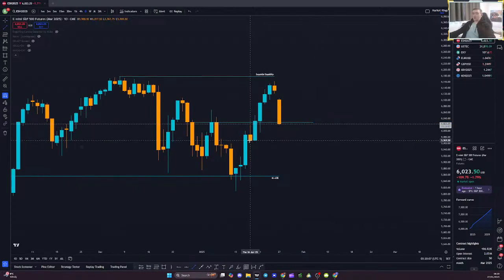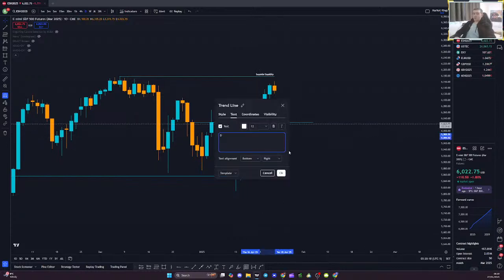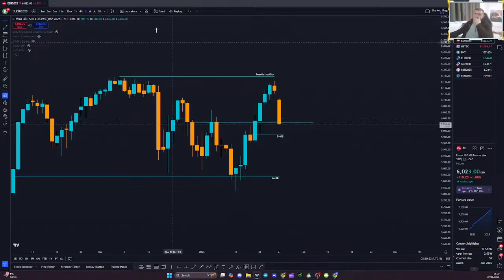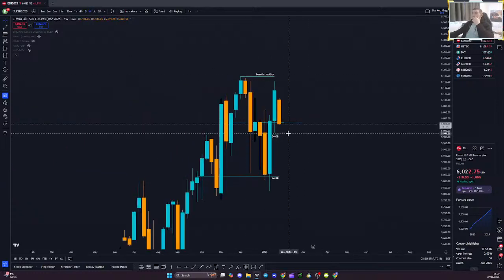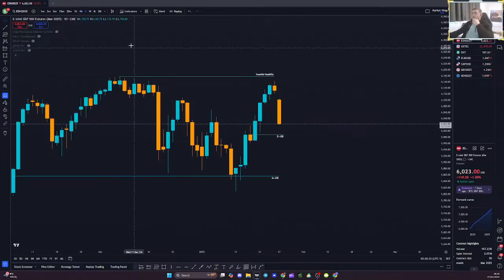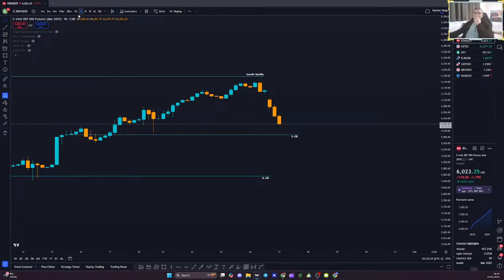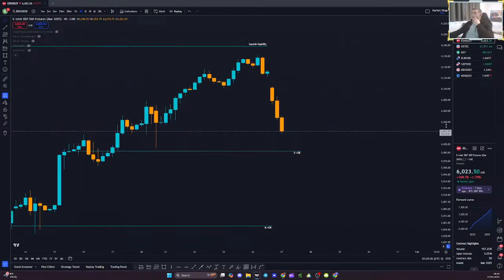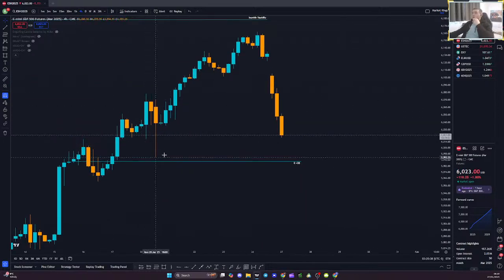And then we have this daily, which we didn't trade into last week. Bullish OB. And then we have this weekly here. And it's just below that low.